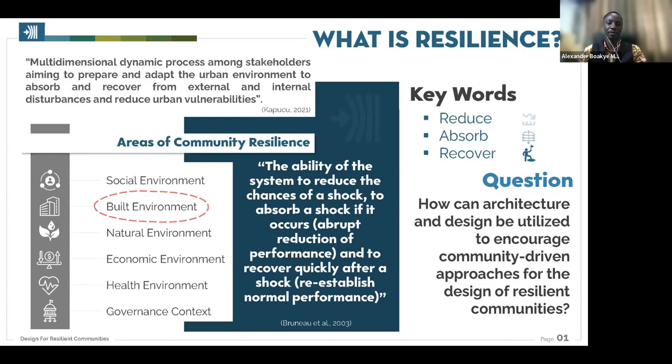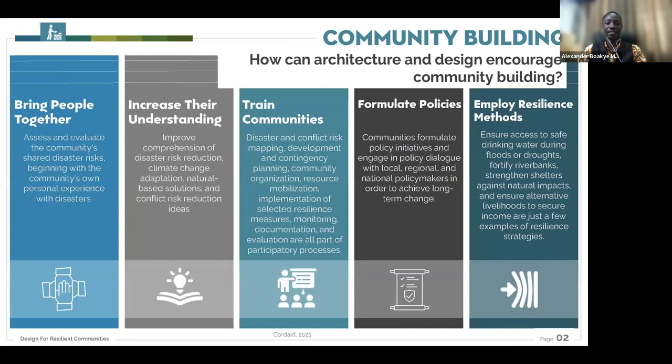As an academic and a practitioner, we've been trying this experimentally with some communities, and I must say that it has been yielding some results. Currently, next slide, please. We are trying to answer the question: how can architecture and design encourage community building? We've realized that bringing the people together, increasing their understanding and training the communities has yielded some results. Based on the various case studies we had in Africa, as well as the communities that we are handling from our university, we also understand that policy formulation is very critical, and also the employment of resilient methods.